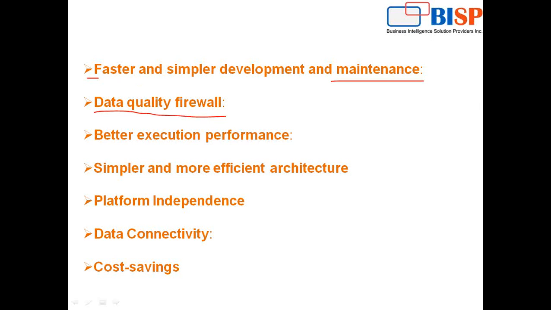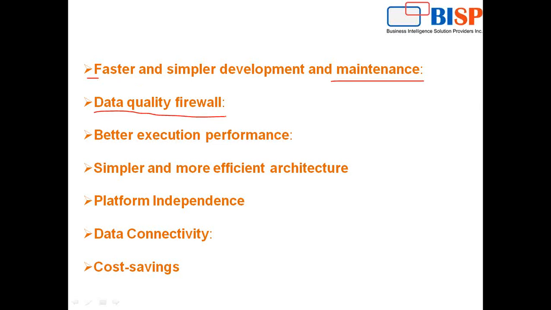What is data quality firewall with ODI? ODI has a knowledge module called CKM, which we call check knowledge module. This check knowledge module allows us to check the constraint defined on the target data store, target table, while moving data from source to target. So when you are moving data from source table to target, ODI checks the constraint defined on target and the data which is coming from source. If it doesn't satisfy the constraint present on target, it moves it to the error table. Data which satisfies the constraint defined on target will move ahead and load to the target.